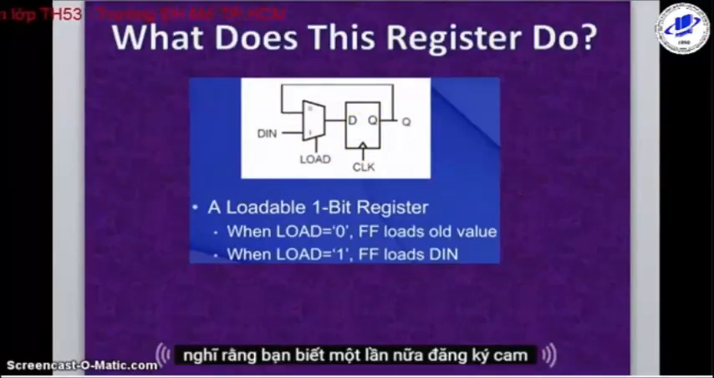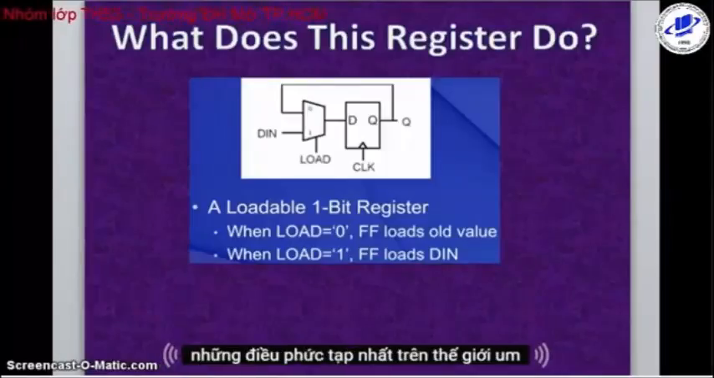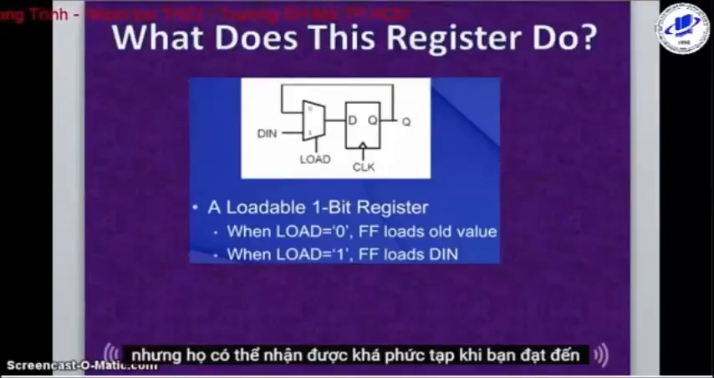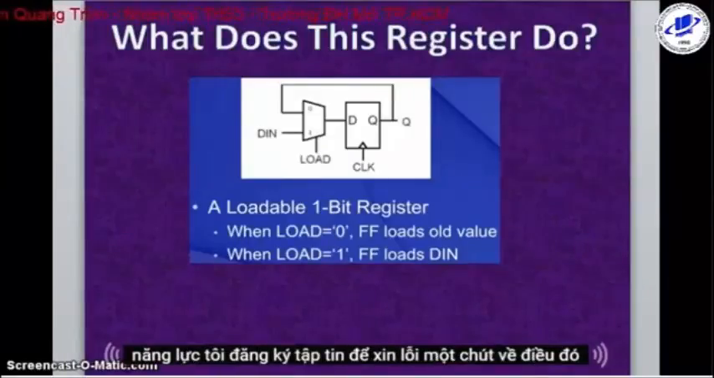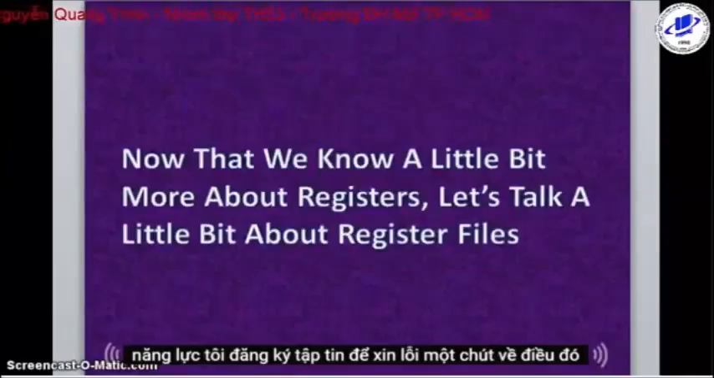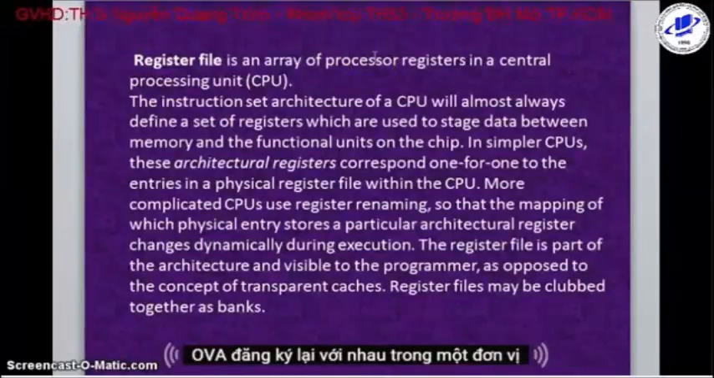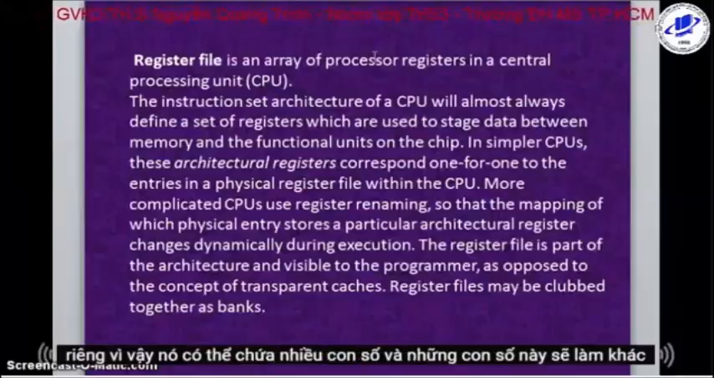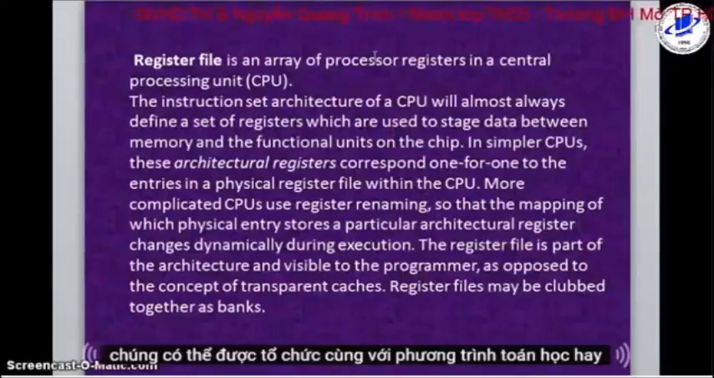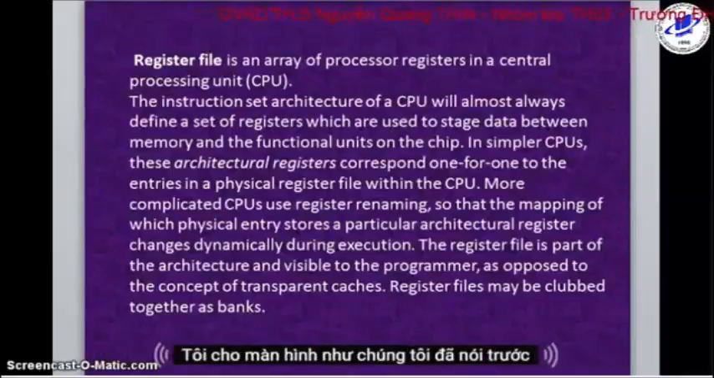Now, once again, registers aren't the most complicated thing in the world, but they can get pretty complicated when you reach the capacity of a register file. So let's talk a little bit about that. A register file is an array, or basically a string of registers together in one unit. So it can contain multiple numbers, and these numbers are going to do different things. They can be held together for math equations or for displays, as we said before.